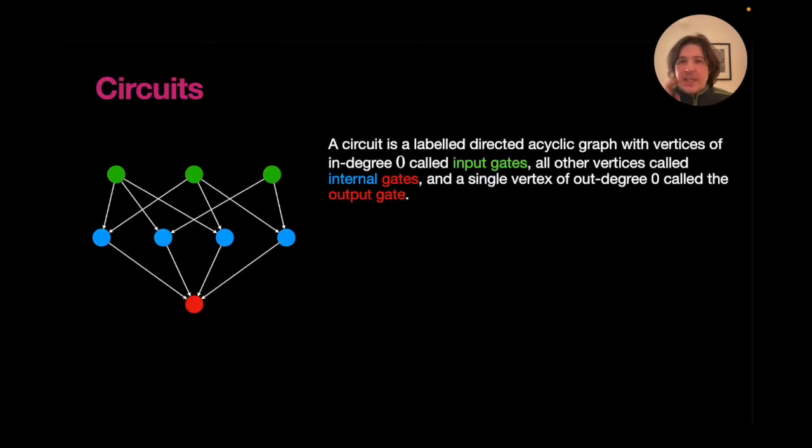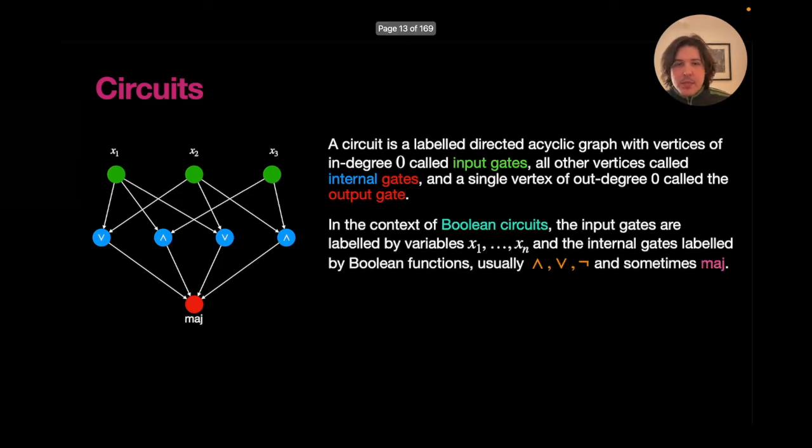So I'm going to discuss circuits very briefly. Everyone should be familiar with these. A circuit is just a DAG structure, and here on the left-hand side you can see the input gates in green and the internal gates in blue and red. In the Boolean context, we ordinarily have input gates labeled by variables and internal gates labeled by Boolean functions. Input gates could also be labeled by 0 or 1.